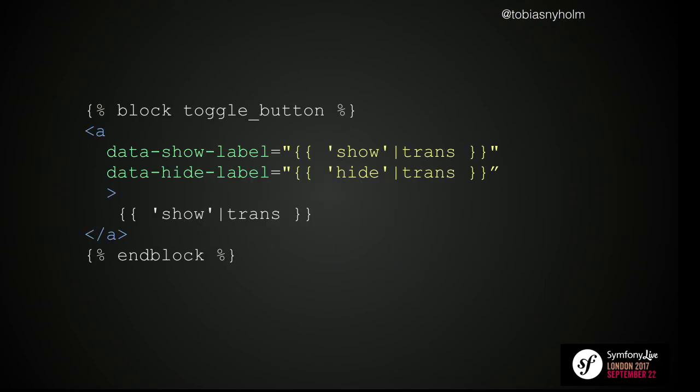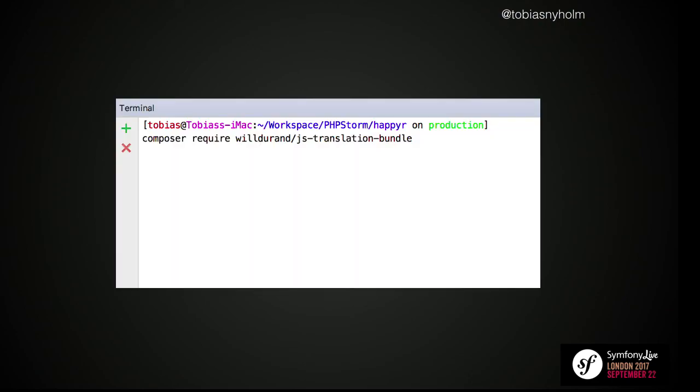The first way that I like is just adding your translations in your DOM. You use them as attributes. Say you have a button and that button says show. And if you click it, it should say hide. So with JavaScript, you could make it work if you're just using these labels. That's an easy way. Some would recommend the William Durand JMSTranslationBundle.